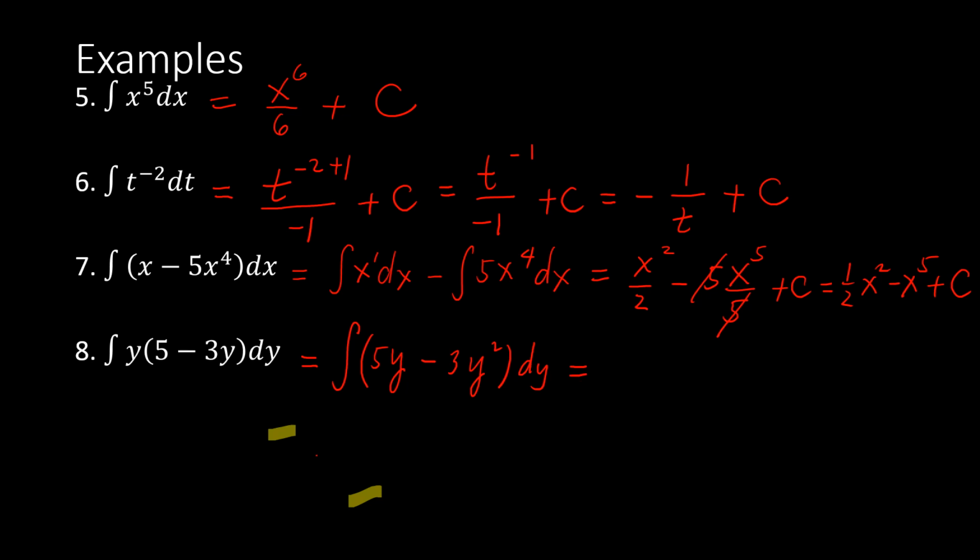Again, this involves a difference, so we evaluate the integral term by term. The integral of 5y dy is 5y raised to 1 plus 1, 1 being the power of y. So 5y squared all over 2 minus 3y squared dy. So we add 1 to 2, it becomes y cubed all over 3. And since we have a 3 here, 3 will cancel. Thus, we'll get y cubed plus c.